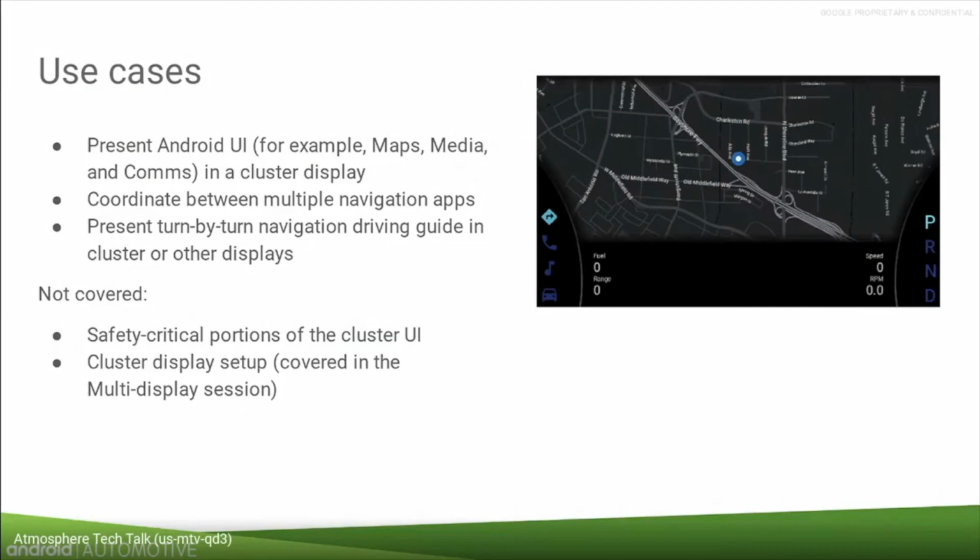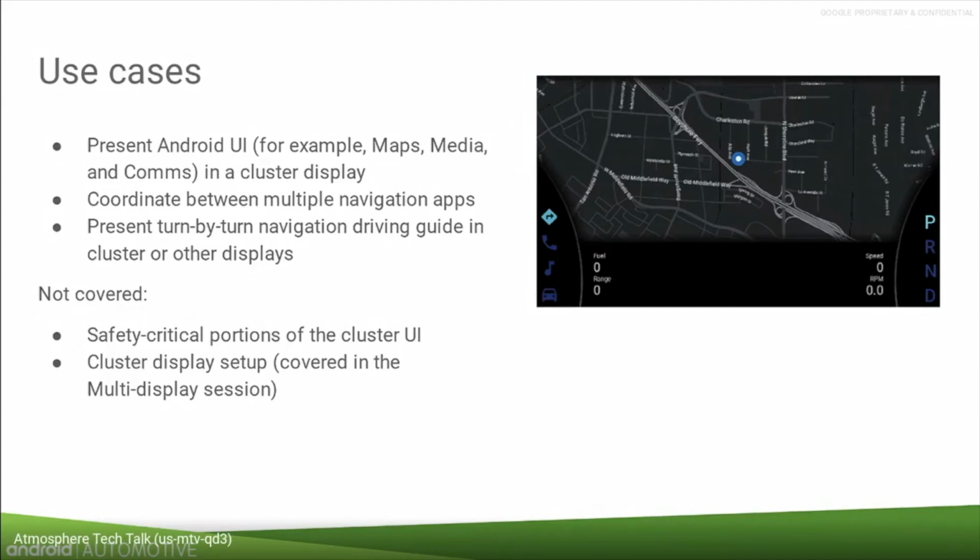So what are some of the use cases? Some of the ideas is to present Android rendered content. It could be, for instance, media or communications, like an incoming call, or it could be navigation, like what we have in the example. The idea is to coordinate between multiple applications. Like it could be that at a given time in the system, there is more than one navigation application that the user can choose from. So we want to coordinate which one is being displayed there.